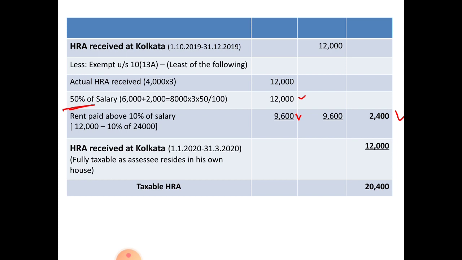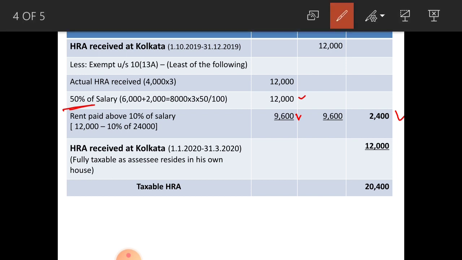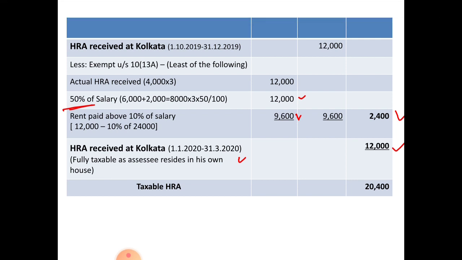Next, the last situation is when he shifted his residence to his own house. At that time, the entire HRA received by the assessee is taxable. Why? Because he is not paying any rent. The entire HRA is a benefit to him only. That is why it is fully taxable. See, HRA received at Kolkata from 1st January 2020 to 31st March 2020 is fully taxable as the assessee resides in his own house. That is 12,000 is taxable.